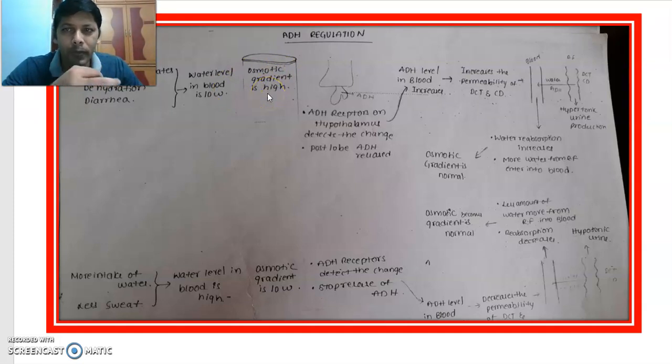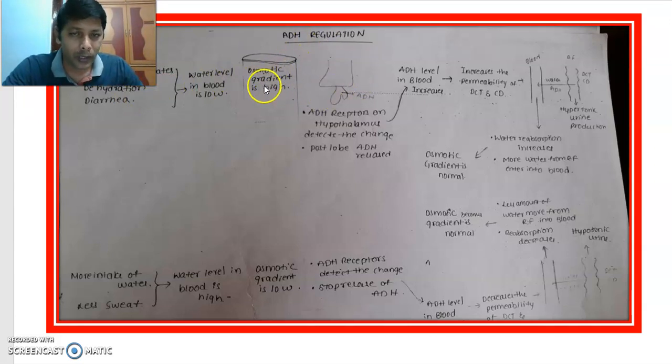Osmotic gradient becomes high. That means solutes increase in our blood. Solute concentration increases. What is the normal blood osmolarity? 300 milliosmoles. When the solvent decreases in our blood, when water is lost, the amount of solute is the same, but water is lost. Therefore, it becomes hyperosmolar. Osmolarity increases. Osmotic gradient is high.